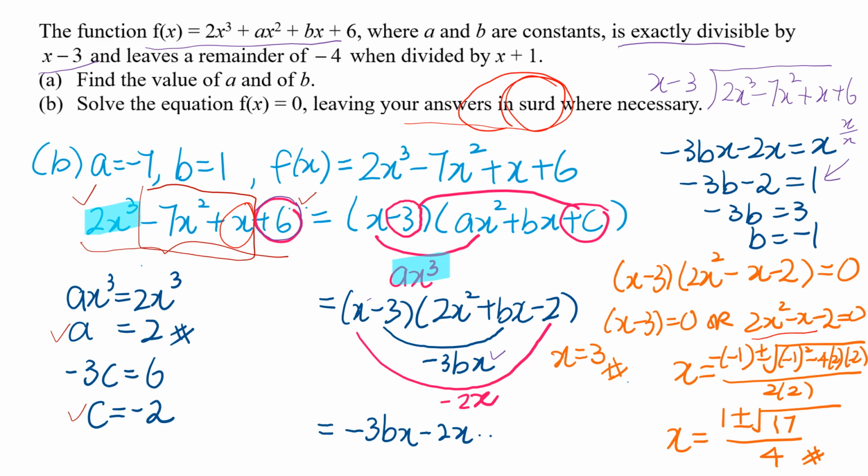The quadratic formula you have to memorize, it won't be given to you. That's x equals negative b plus minus square root of b squared minus 4ac over 2a. So you sub in the value of b, which is negative 1. Make sure you bracket the negative 1. Sub in the values of a and c. So the other two roots will be 1 plus minus square root 17 over 4. So basically there are three roots here. One is x equals 3, and the other two are 1 plus minus square root 17 over 4.